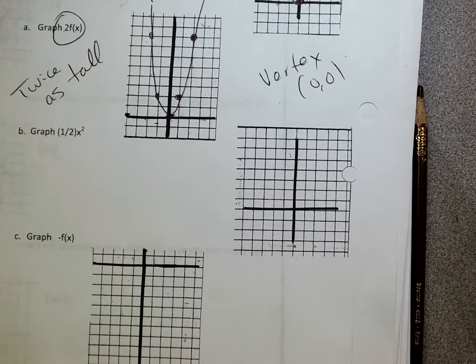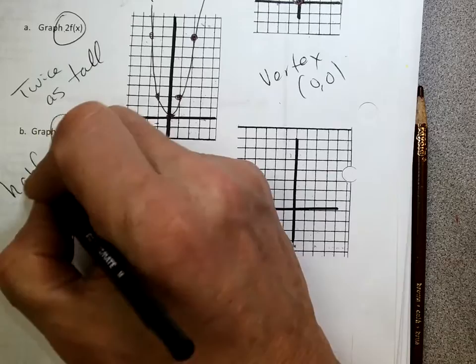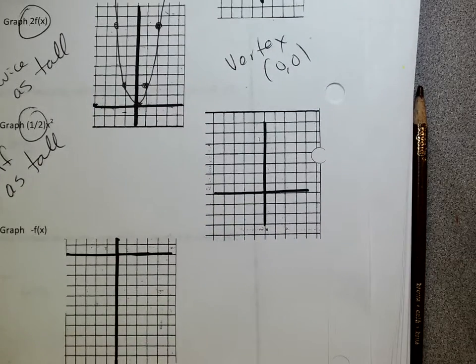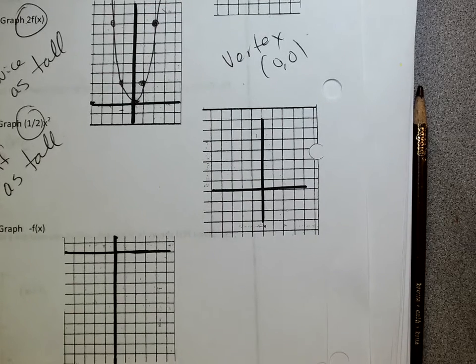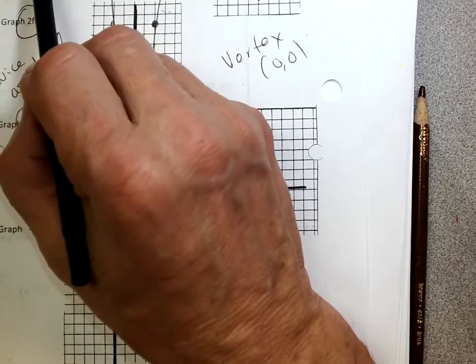Example B. So instead of twice as tall, let's make it half as tall. Yeah, Austin. For question A, wouldn't it be 2f(x) squared? Great, I like your questions. What is f of x? f(x) is the x squared, right?